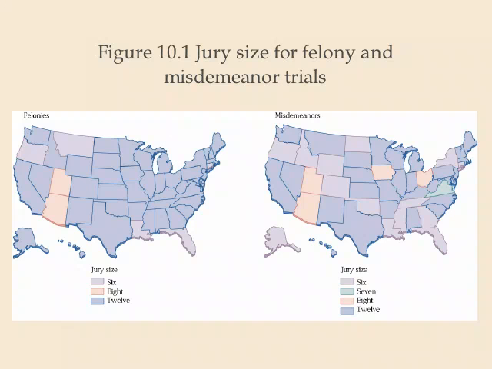Looking at jury size for felony and misdemeanor trials, you can see that there are a variety of different sizes: 12, 8, 6, 7. I think Florida tried at one point to get down to 5, and the court said, we're going to leave it at 6. Five is not much different than six, but we're going to stand on six as being the minimum for criminal trials.